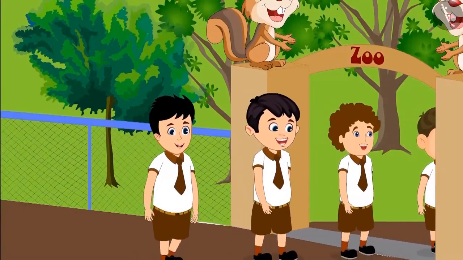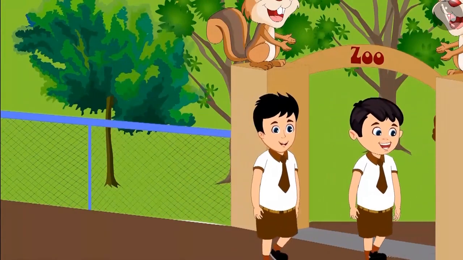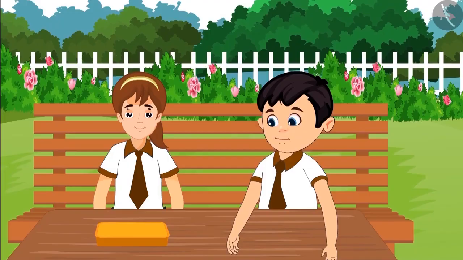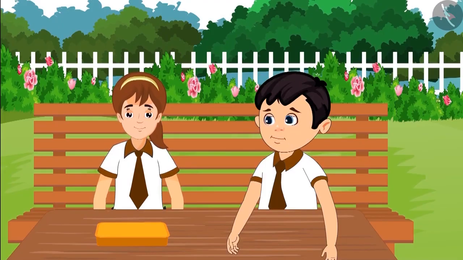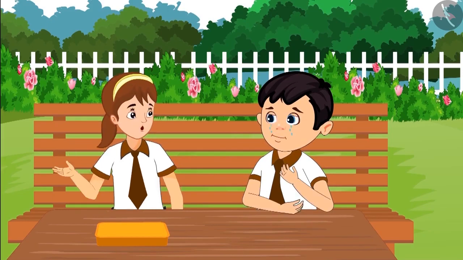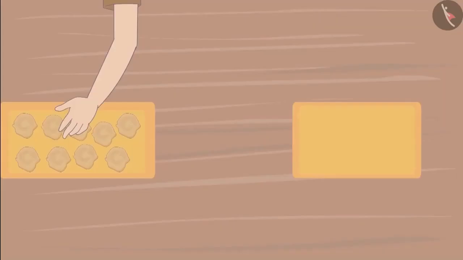Today Chotu is off to a school picnic. He's going to the zoo. Today all the children have got something delicious to eat. Chotu also opened his lunchbox to see what he had got. Oh no, my lunchbox fell on the ground. Chotu, don't cry. Here, have some fritters.